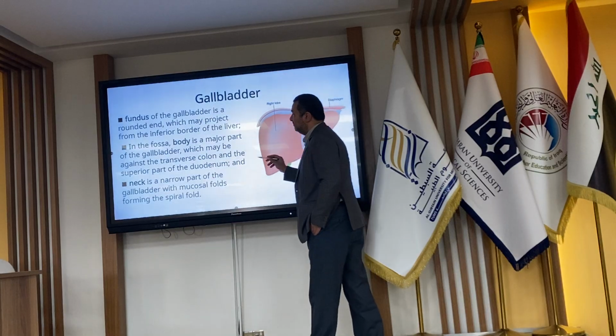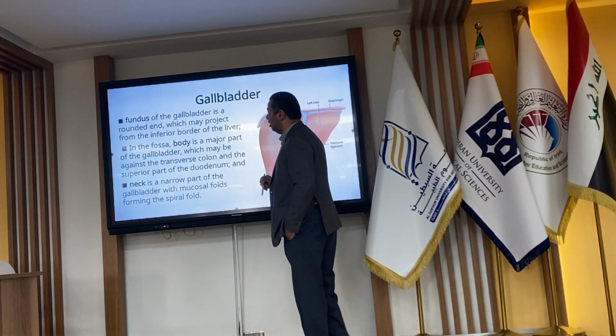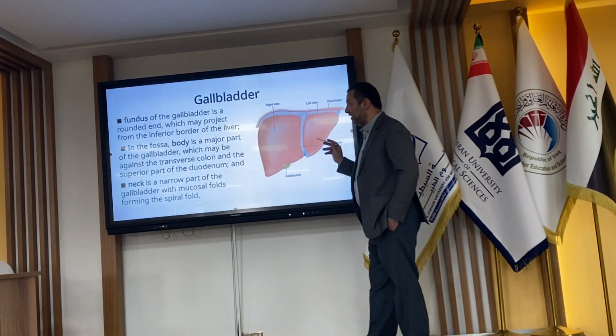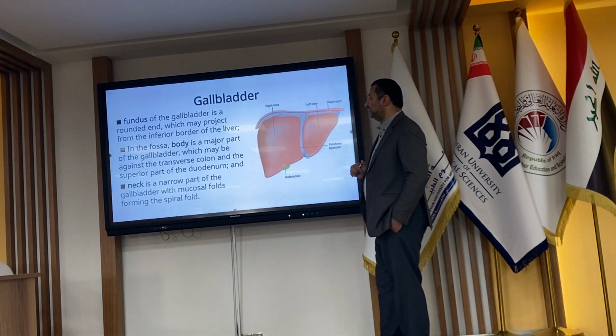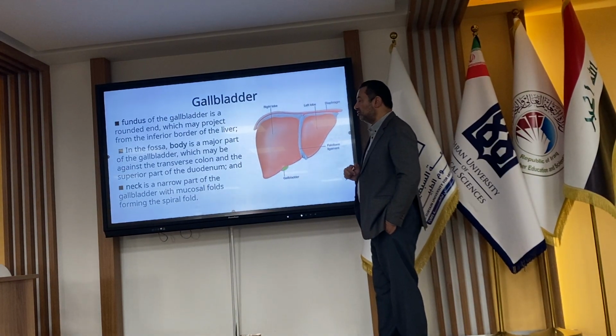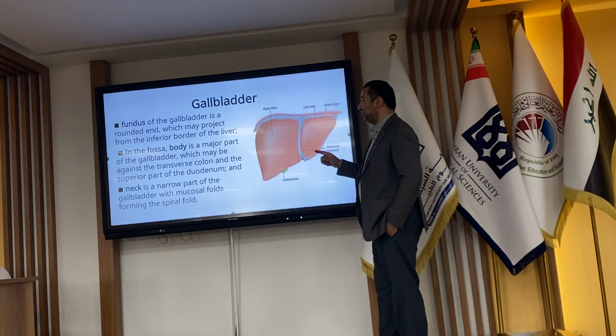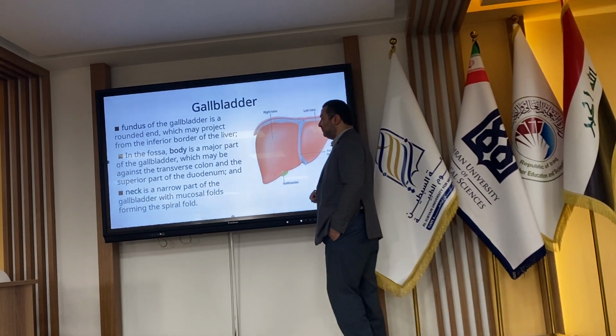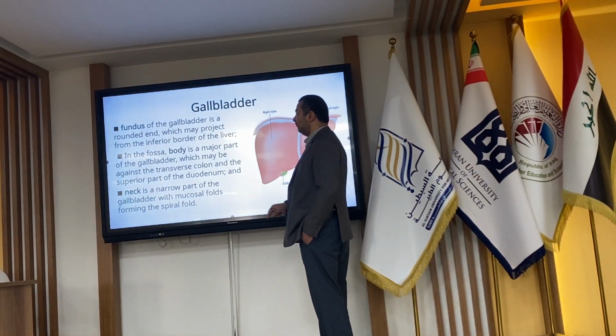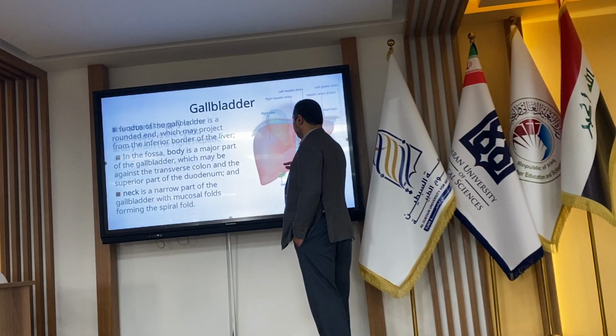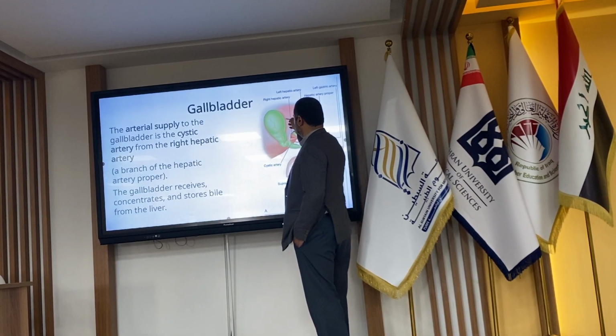In the fossa, body is a major part of the gallbladder, which may lie against the transverse colon and the superior part of the duodenum. And neck is a narrow part of the gallbladder with mucosal folds forming the spiral folds. This is gallbladder.